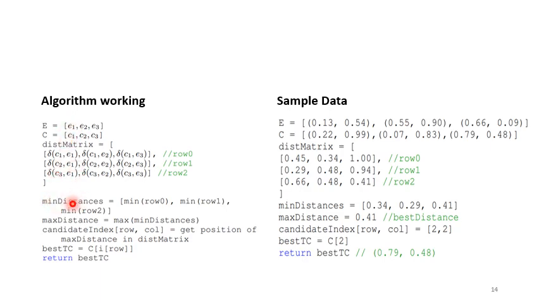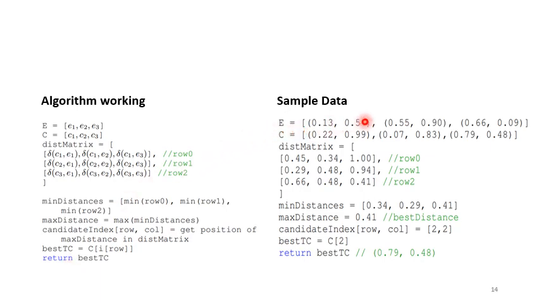Then the minimum distance is the minimum element in each row of the distance matrix: min row 0, min row 1, min row 2. Then the maximum distance is basically the nearest neighbor that is farthest away, which would be the maximum number in the row of minimum distances. Then the candidate index will be found, the position of the max distance in the distance matrix, and that test case index would be returned as the best test case.